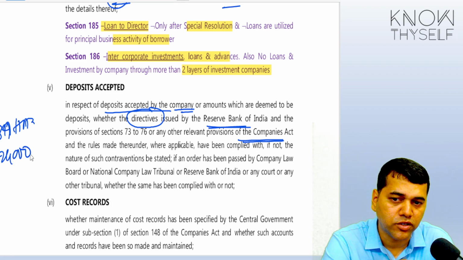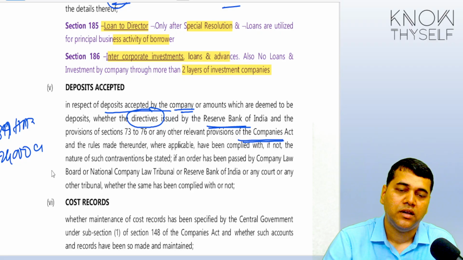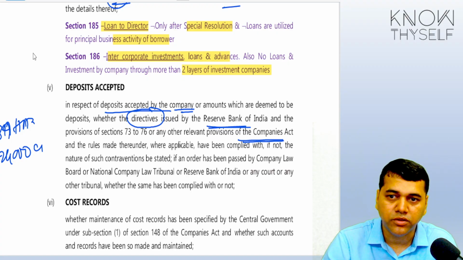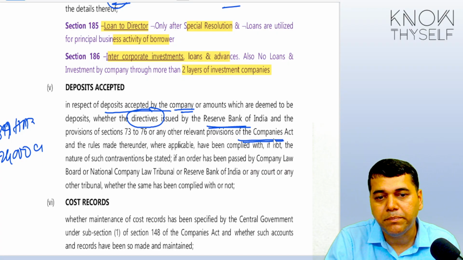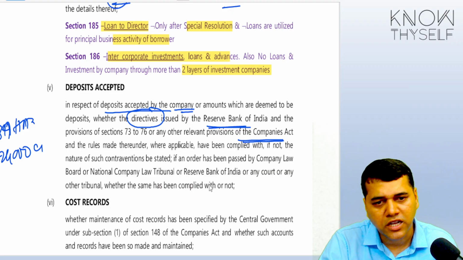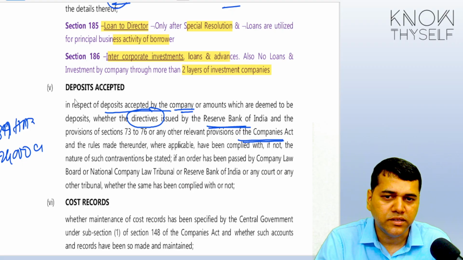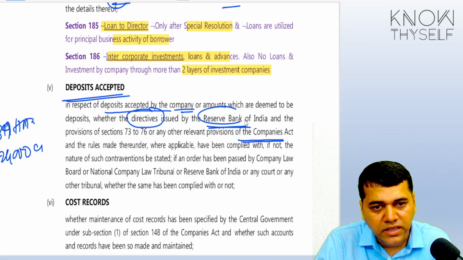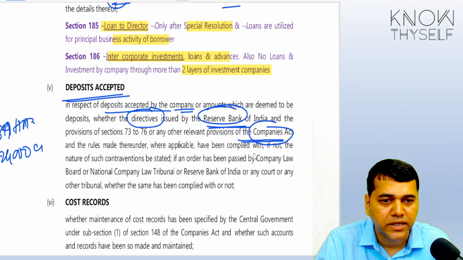This is what happened with the Sahara case. Sahara took 24,000 crore deposits and they didn't take the permission of SEBI because it is not a public issue. They took the permission of the Companies Act. Then there was a violation and all. SEBI came into picture. They asked to refund. So whenever you have accepted the deposit, now you have to comply with the RBI or the Companies Act rules made thereunder.